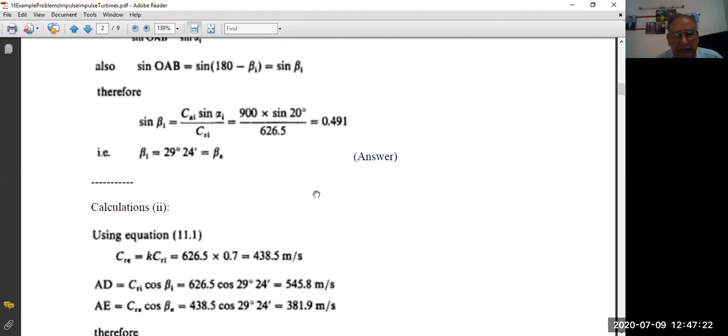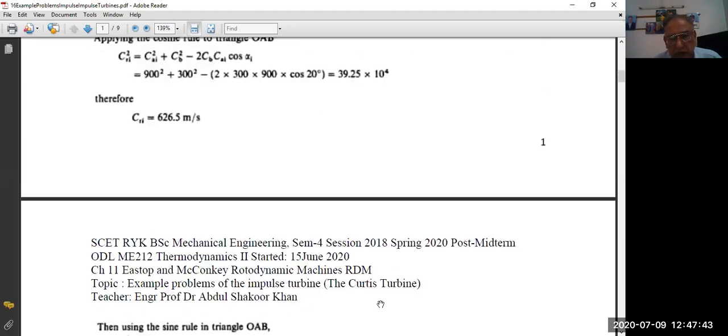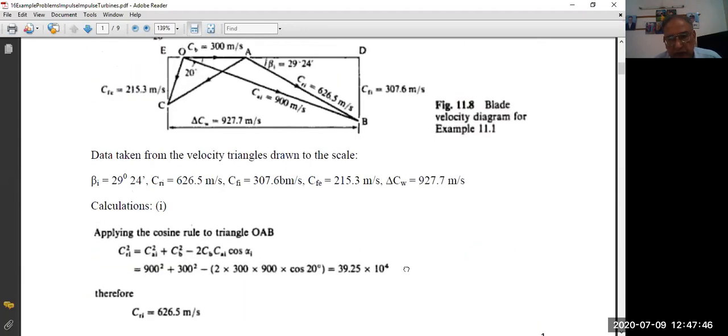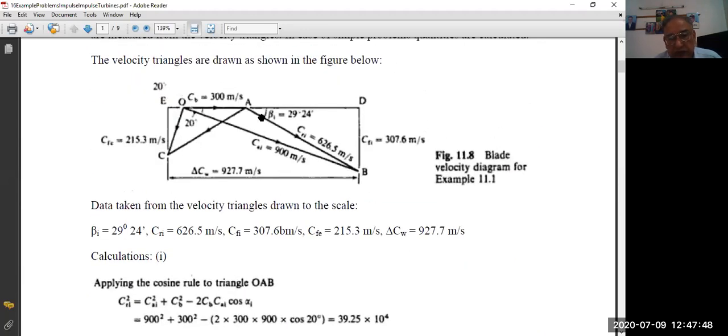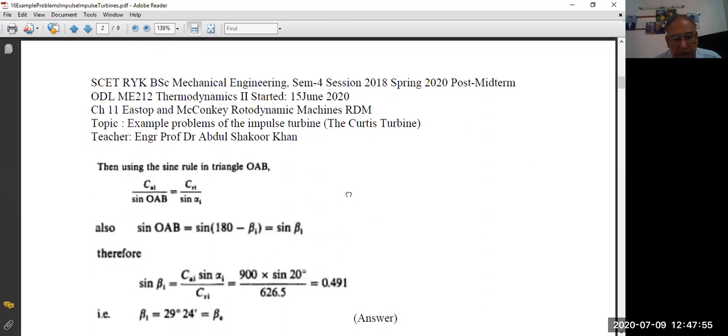So beta I we did not know, so we calculated it with the help of cosine law and sine law. Beta I is sine inverse of 0.491, and this is equal to 29 degrees. With the help of a Casio calculator, you can find the angle: 29 degrees, 24 minutes. Your calculator will show you, whether Casio or Toshiba. So this angle beta is also calculated. Now let's go to the next calculation.